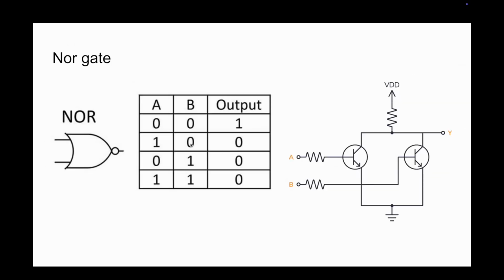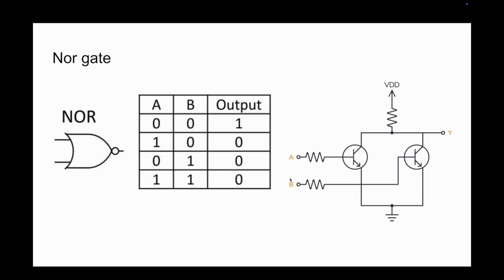Table and schematic. Over here, you can see if we get 0 and 0, you get 1. 1 and 0, you get 0. 0 and 1, you get 0. 1 and 1, you get 0. So if either of the inputs are on, you're going to always get 0.